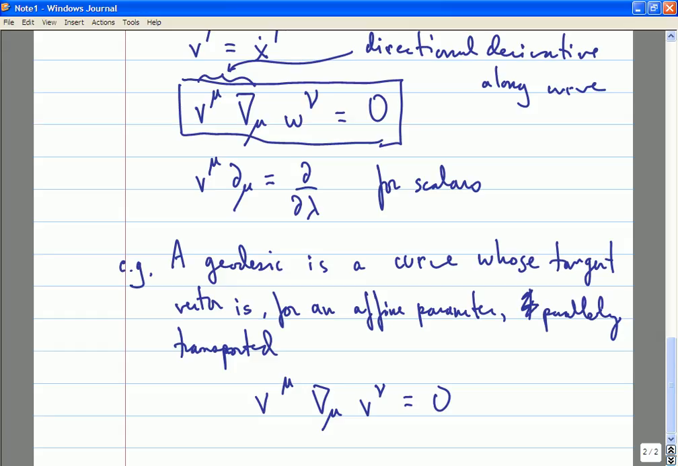When we discussed geodesics a couple lectures ago, we spent some time discussing affine parameters. And I believe that in order to do the problem set due tomorrow, you'll have to know and love affine parameters, if I remember correctly.